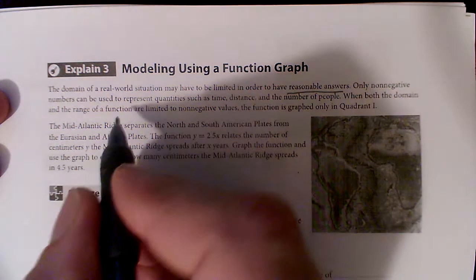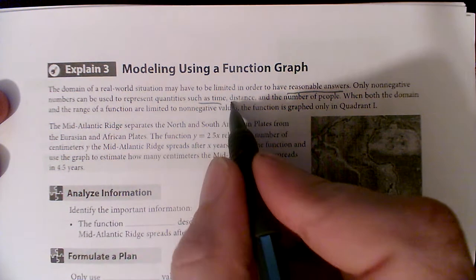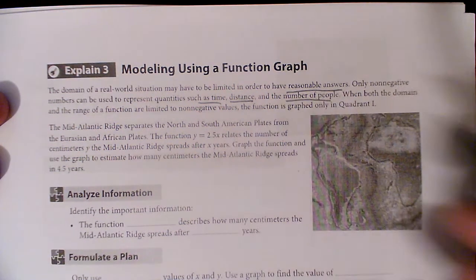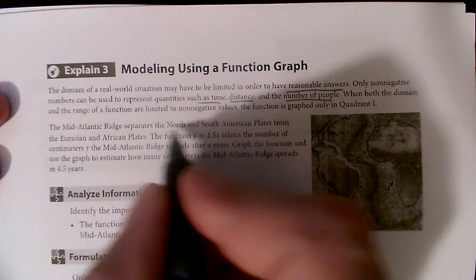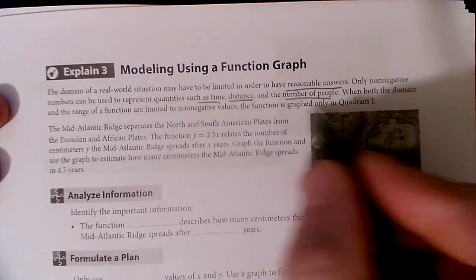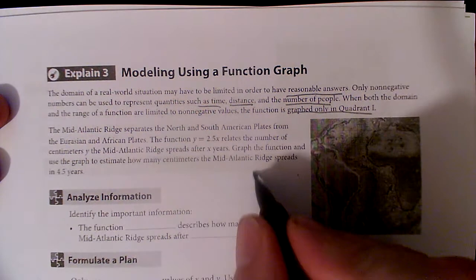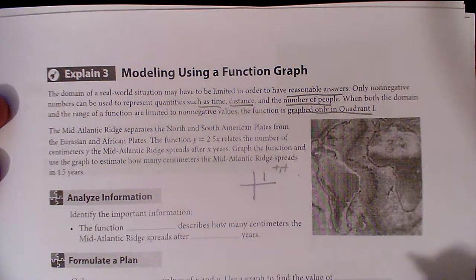Only non-negative numbers can be used to represent quantities such as time, no negative numbers, distance, no negative numbers, and number of people. Can't have negative people in a room. When both the domain and range of a function are limited to non-negative numbers, the function is graphed only in quadrant 1. Quick reminder, quadrant 1 is right here where both x and y are positive.